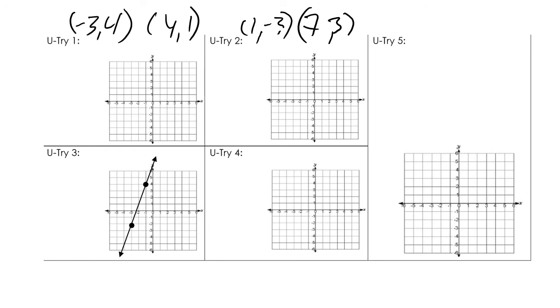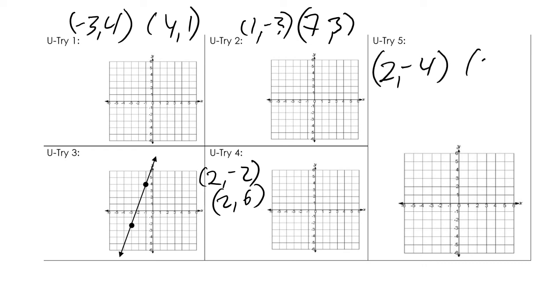U-try 3, you can see the line is already there. Figure out the slope from the points that are marked on the line. Make sure you reduce your fractions. U-try 4, let's do these points. 2, -2, and 2, 6. Find the slope. You might want to graph those points and draw that line. And U-try 5, 2, -4, and 0, -4. Find the slopes of all those lines.